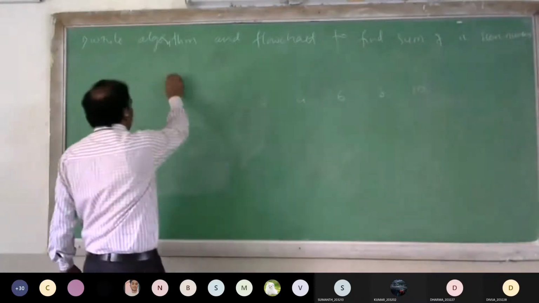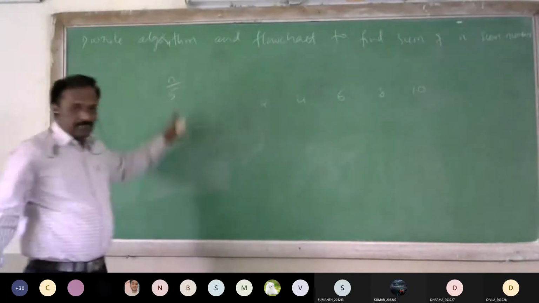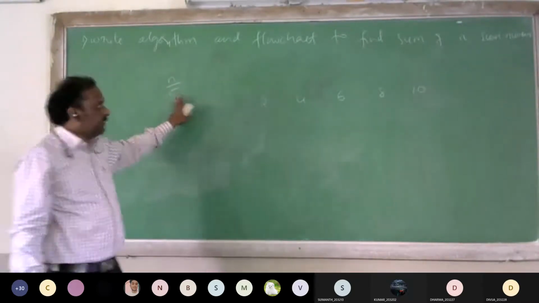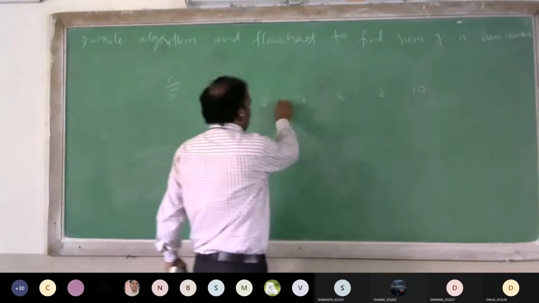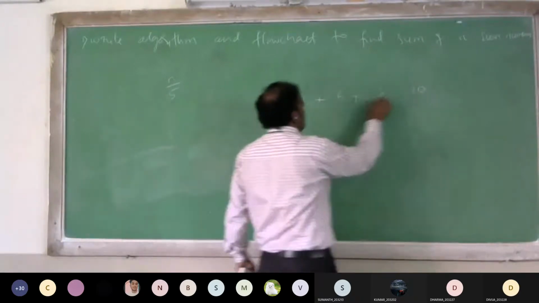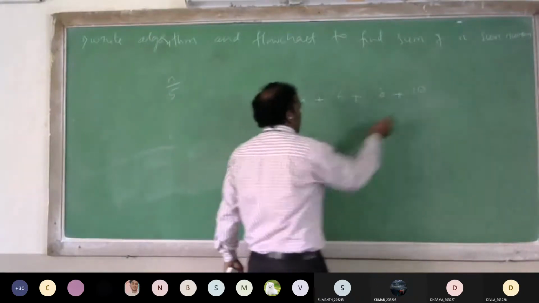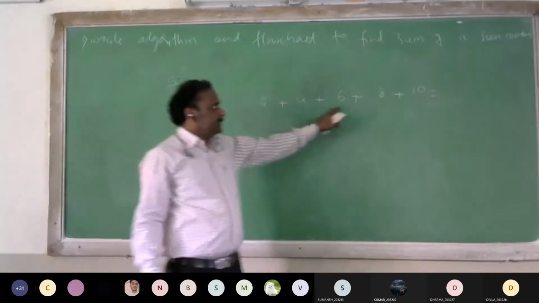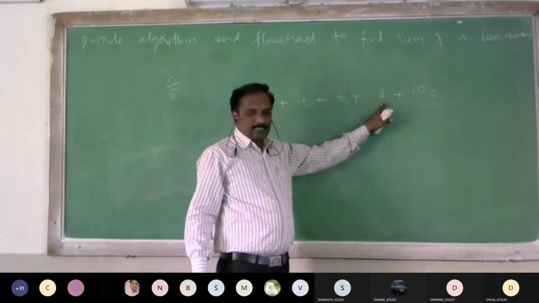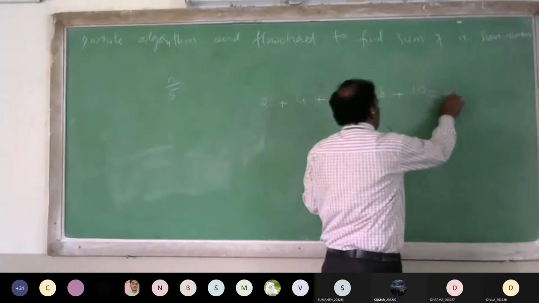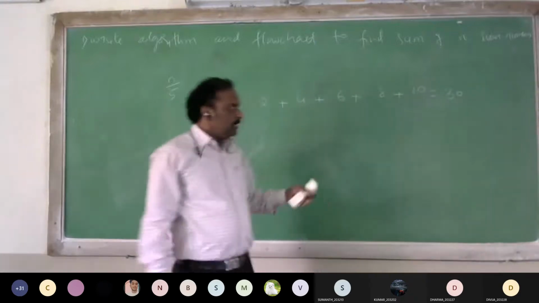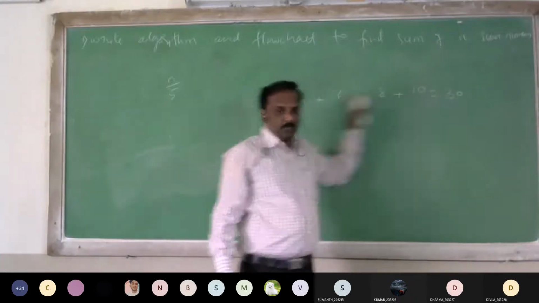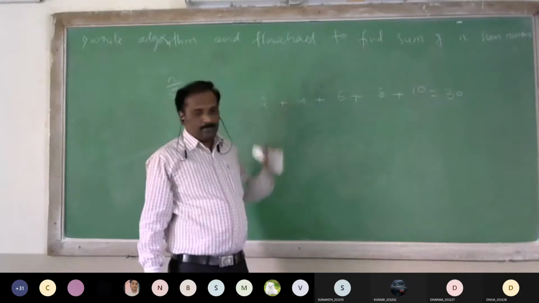Say that n is 5. If n is 5, what is the output we should get? 2 plus 4 plus 6 plus 8 plus 10. So what is the total? 2 plus 4 is 6, 6 plus 6 is 12, 12 plus 8 is 20, 20 plus 10 is 30. So this is the output we have to get. So, sum of n even numbers.